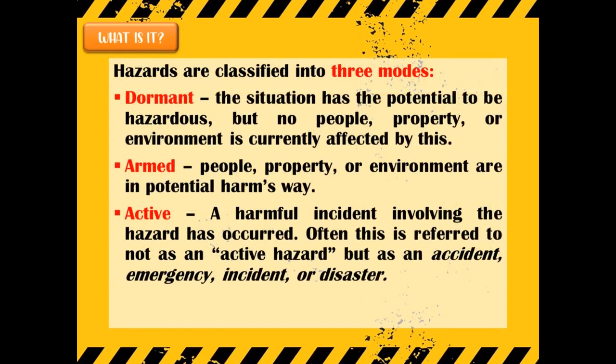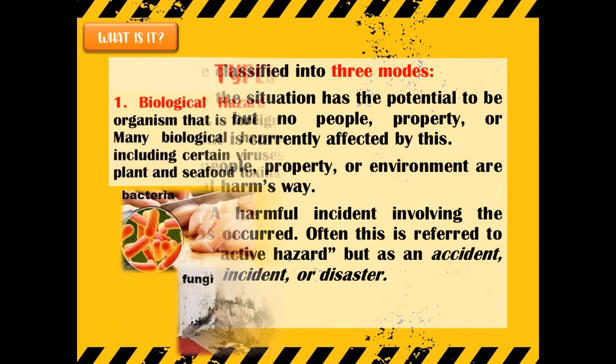Hazards are classified into 3 modes: dormant, armed, and active. Dormant: the situation has the potential to be hazardous, but no people, property, or environment is currently affected by this. Armed: people, property, or environment are in potential harm's way. Active: a harmful incident involving the hazard has occurred. Often, this is referred to not as an active hazard, but as an accident, emergency, incident, or disaster.